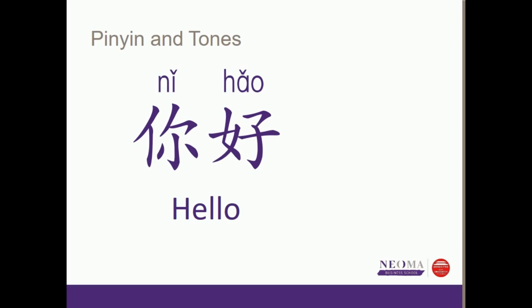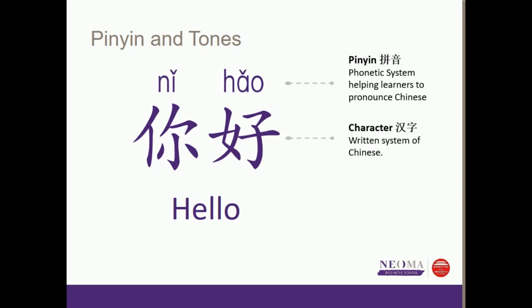Many people wonder, how do you read Chinese characters especially? And here's something that can help you. On top of these symbols, you can call it pinyin. So pinyin is the phonetic system. It can help learners to pronounce Chinese. And the symbol, we call it 汉字, which is also known as characters. So characters is the writing system of Chinese. Now, let's look into the pinyin, because this is the most important for beginners.